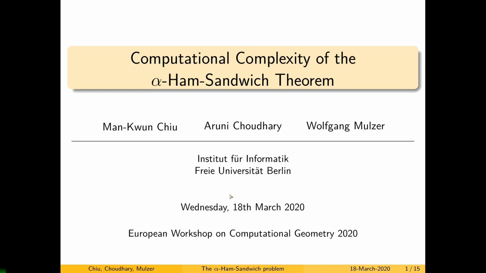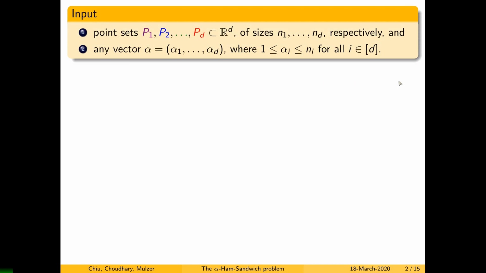I would like to talk about my joint work with Man-Kwun Chiu and Wolfgang Mulzer, which concerns the alpha ham sandwich theorem. So let us look at the definition of this thing. We have d point sets in d-dimensional Euclidean space, which we also regard as different colors, and we are given some vector of integers alpha where alpha_i is at least 1 and at most the size of pi.